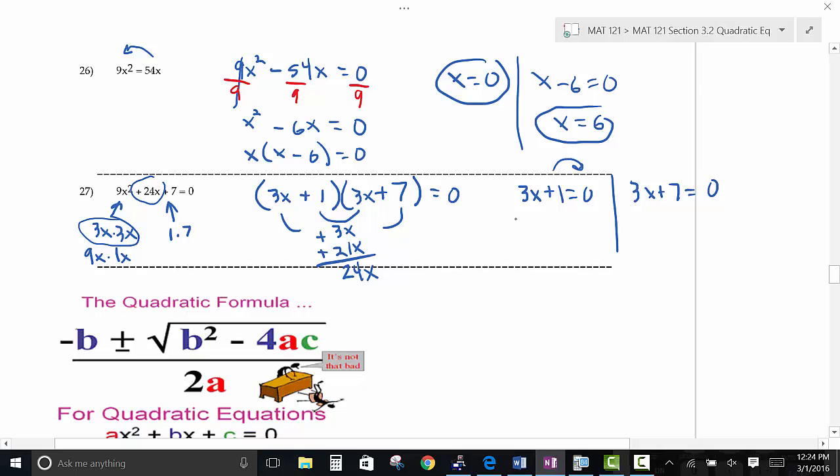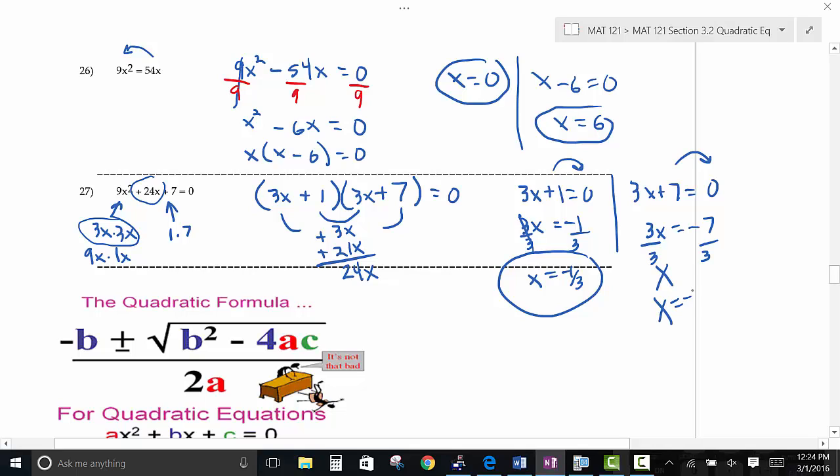So move the 1, you get 3x equals negative 1. Divide by 3, one of your answers should have been x equals negative 1/3. Okay, and then this one, move the 7, you get 3x equals negative 7. Divide by 3, your second answer should have been x equals negative 7/3. Okay, everybody get that okay? I saw several people leaving that one blank. That's kind of typical. That's the factoring that students tend to have a little bit more trouble with, okay?